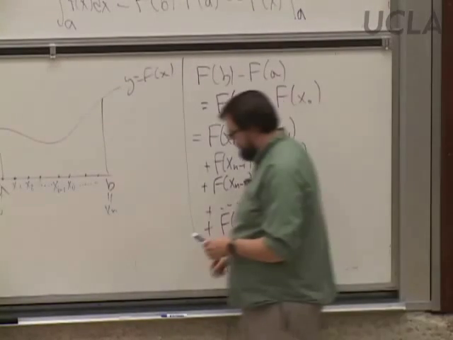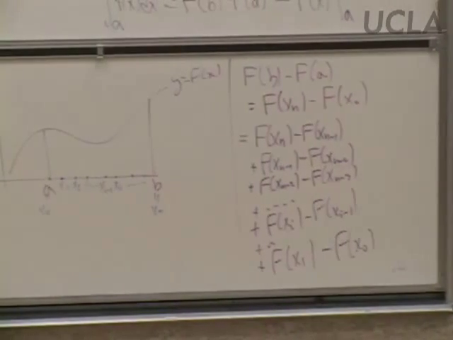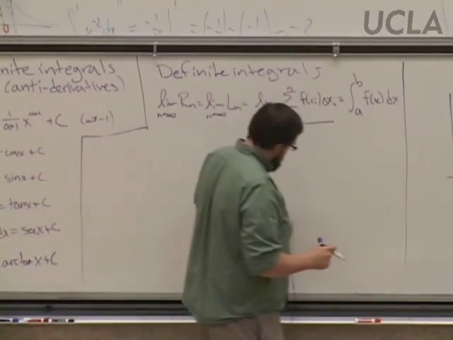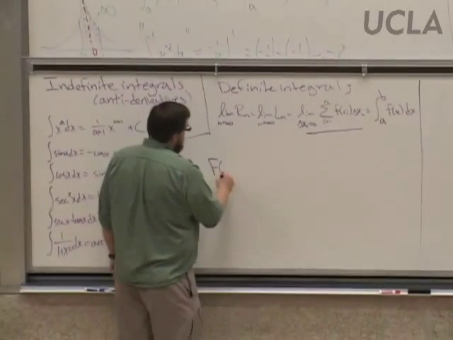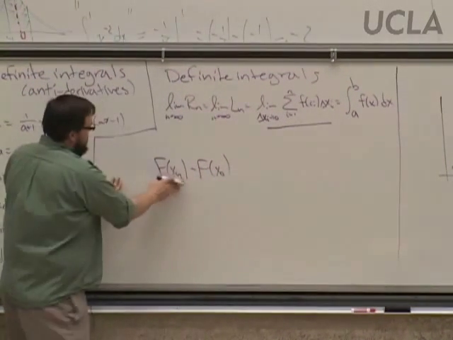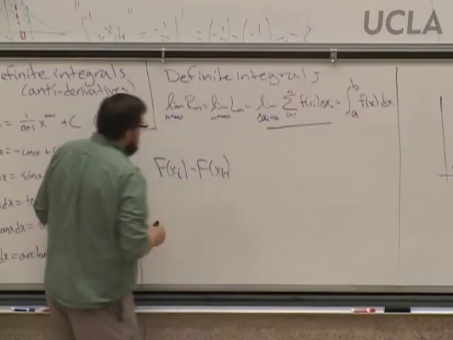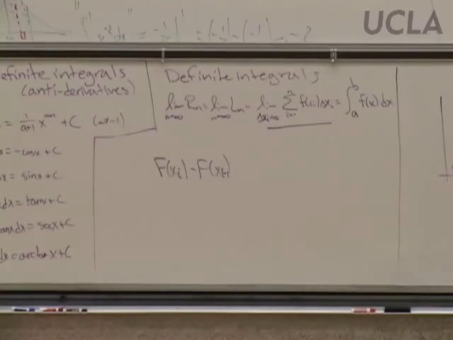All right. Now, why is that useful? Well, let's think about f of x_n minus f of x_0. Sorry, I meant to say i and i minus 1: f of x_i minus f of x_{i-1}. So I want to just look at a typical term. What does that look like?